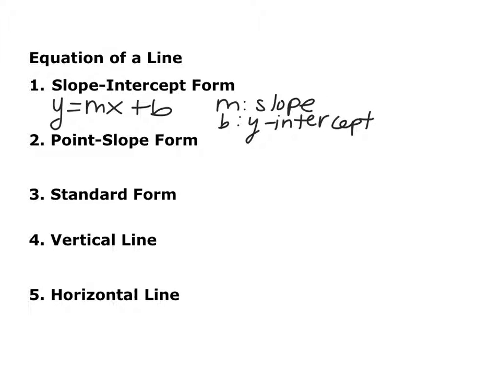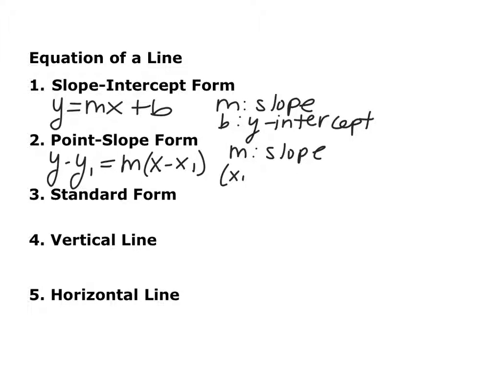The other one is one that we use a lot more, which is y minus y1 is equal to m times x minus x1, point slope form. So again, m is your slope. In this case, (x1, y1) is any point on the graph. You can pick any point on the graph and this will hold. You and your neighbor could pick two different points and it would still be true, even though the actual equation would look different.